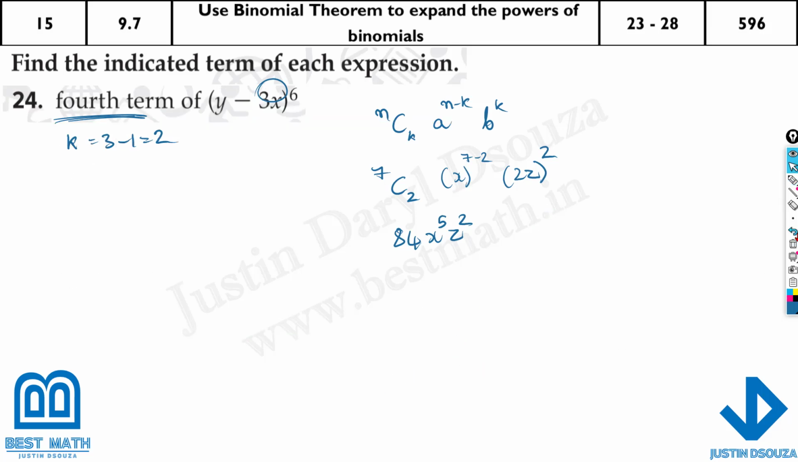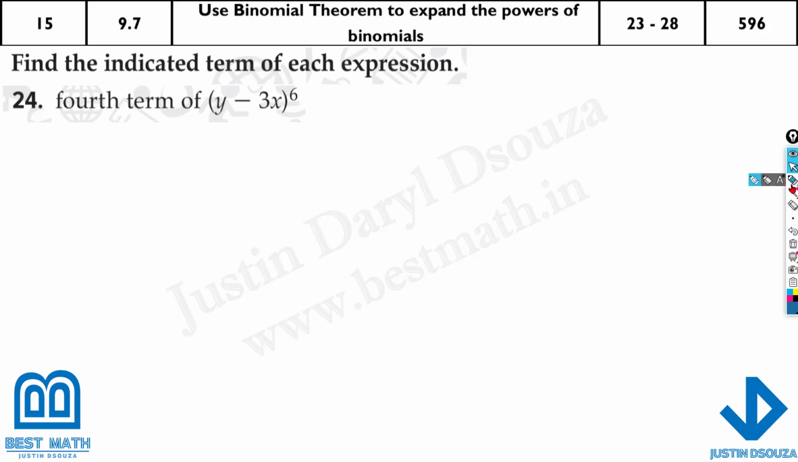So the remaining ones as well, you can directly solve. I'll just write the formula directly. It's nC, it's 4, so it's going to be 3. This is C. Now the first term is y raised to the power 6 minus 3, that is going to be 3.